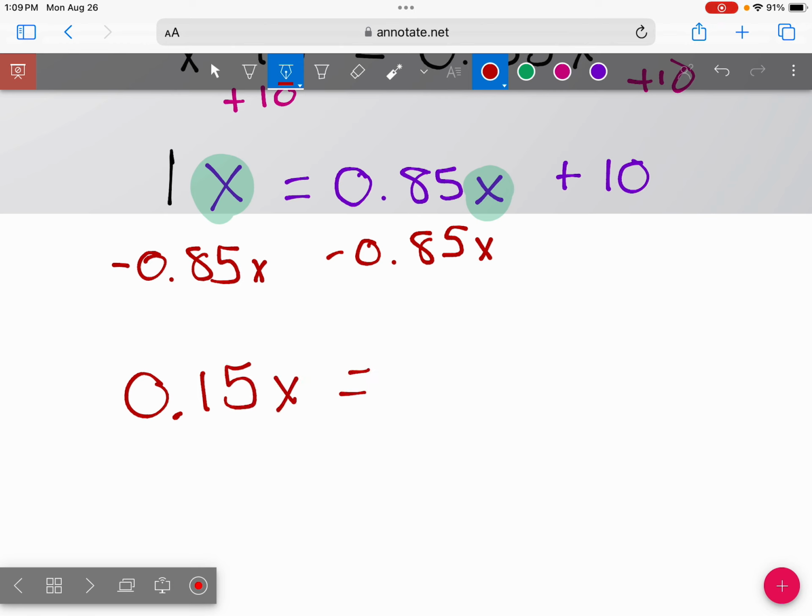0.15x equals 10. Now we divide. Divide by what? Divide by our 0.15. We divide by what's in front of my x, this guy, because I want x equals. That's our solution, is an x equals. Whatever we do to one side, we have to do to the other.